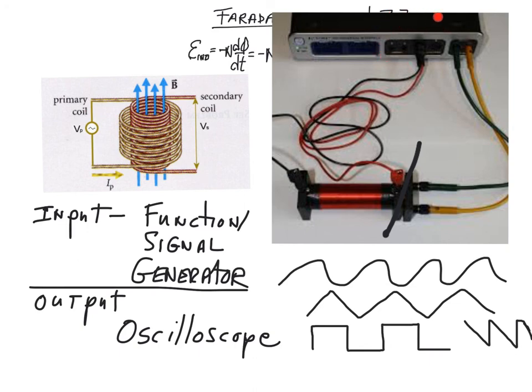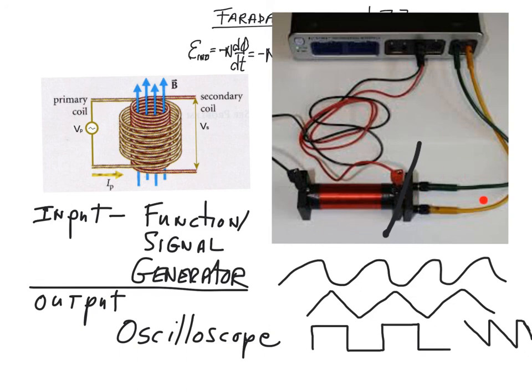So this is the function generator, and by changing the settings you can pick any one of these functions. You can adjust the frequency or the period by adjusting a dial, and you can also adjust the maximum and minimum value. That's called the amplitude of the wave, right? Those are all adjusted by making adjustments to this box.